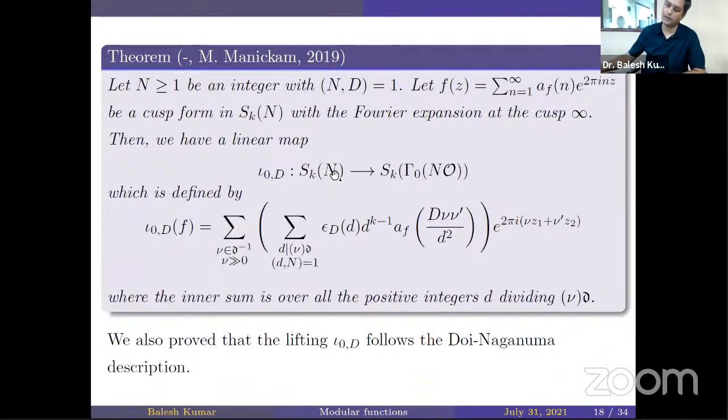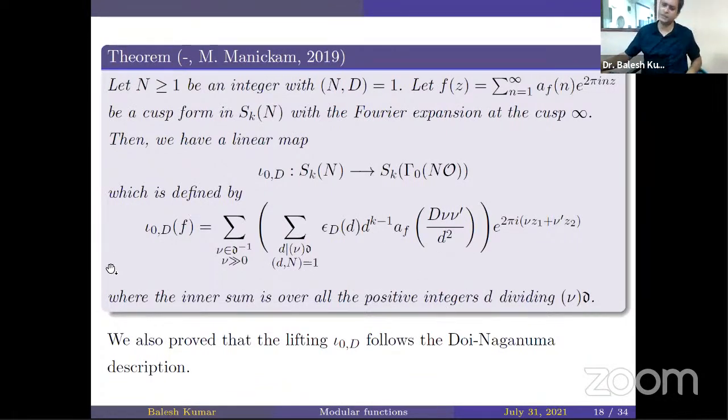So if you give me a level N elliptic modular form, or modular form for Gamma_0(N) of weight k, that can be lifted to the Hilbert modular form of level N with parallel weight k. And again, this lifting is given in terms of Fourier coefficients explicitly.